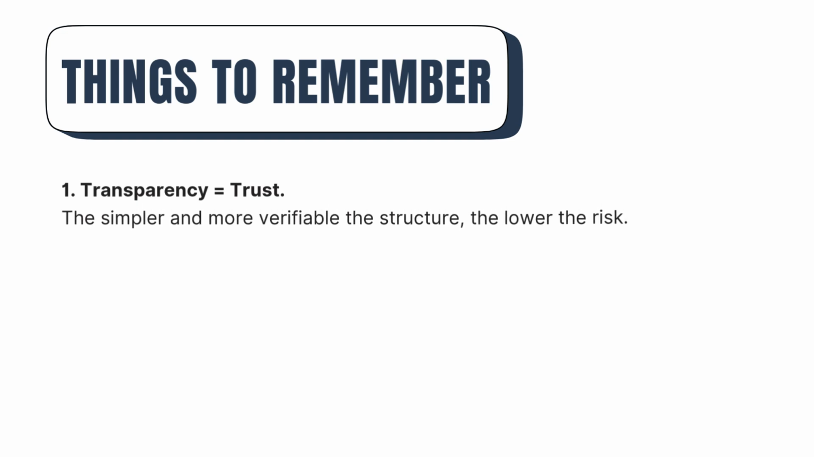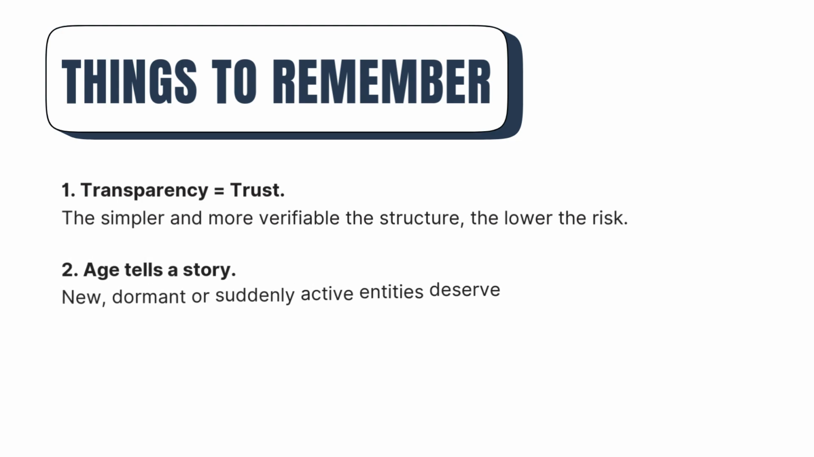3 things to remember. Transparency equals trust. The simpler and more verifiable the structure, the lower the risk. Transparent ownership allows regulators, auditors, and institutions to clearly trace accountability, and that clarity is your strongest protection against misuse. Age tells a story. New, dormant, or suddenly active entities deserve extra scrutiny. A company's timeline often reveals its intent. Criminals create entities for speed and concealment, not for sustainable business.